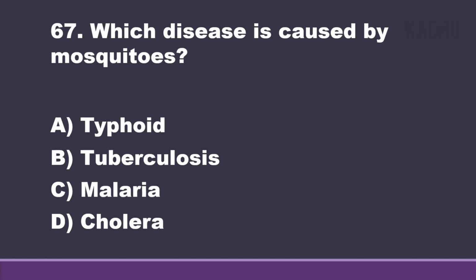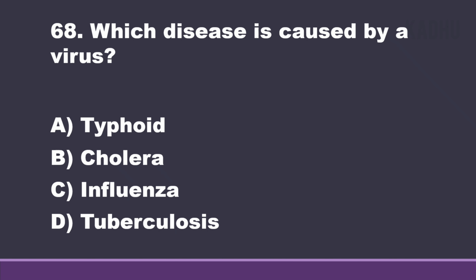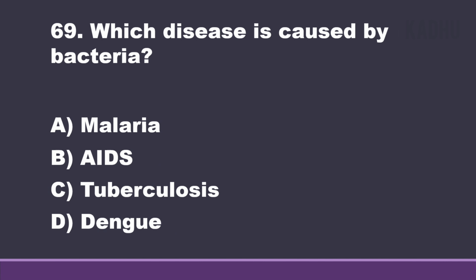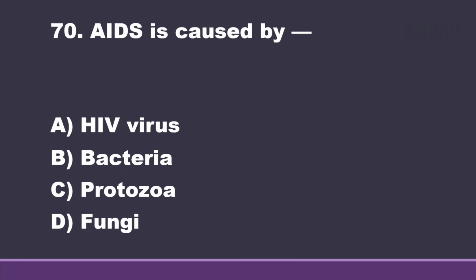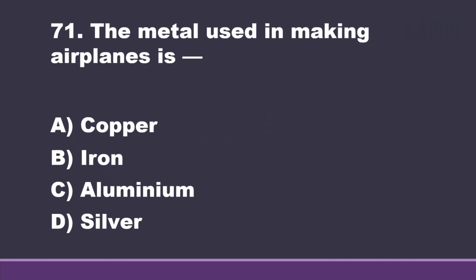Option C will be the correct answer. Malaria is caused by mosquitoes. Next question. Which disease is caused by a virus? Option C will be the correct answer. Influenza is caused by a virus. Next question. Which disease is caused by bacteria? Option C will be the correct answer. Tuberculosis is caused by bacteria. AIDS is caused by, option A will be the correct answer, HIV, which is human immunodeficiency virus. Next question. The metal used in making aeroplanes is, option C will be the correct answer, aluminium.